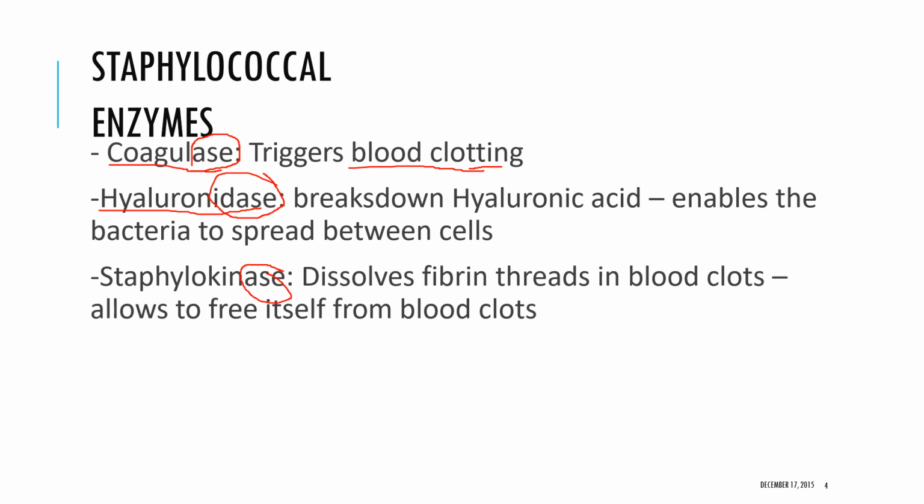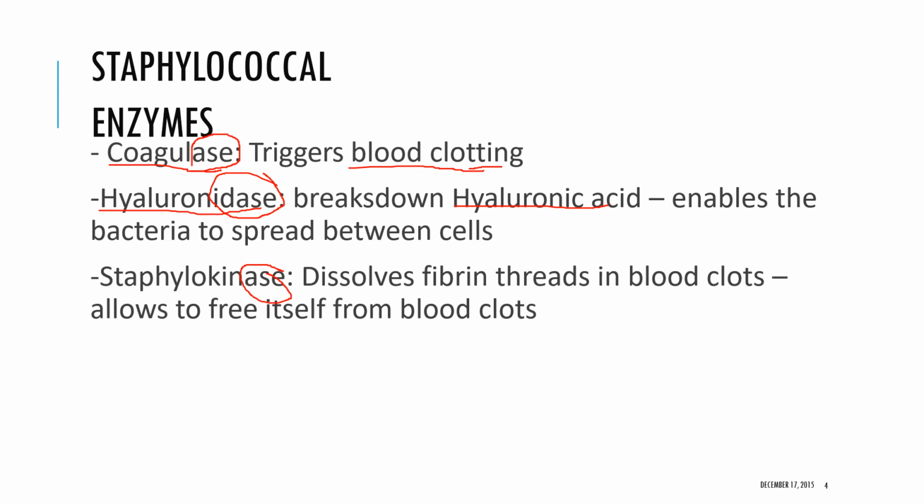Hyaluronidase breaks down hyaluronic acid and enables bacteria to spread in between the cells. Our body contains hyaluronic acid, and this enzyme produced by the organism breaks down this acid and enables the bacteria to spread between cells. In between two cells there is hyaluronic acid, and this enzyme will come and break it down, and the infection will spread from one cell to another.